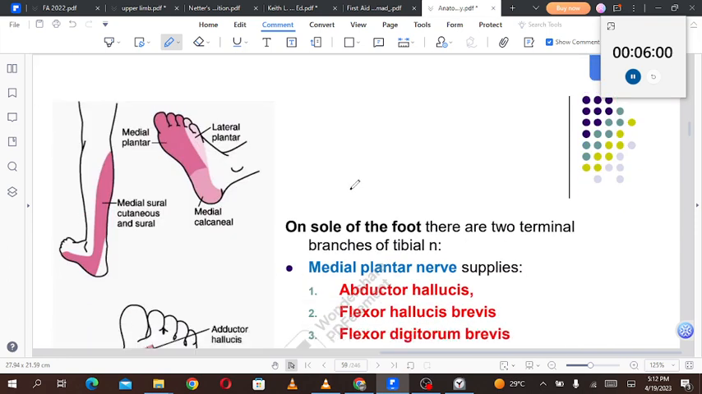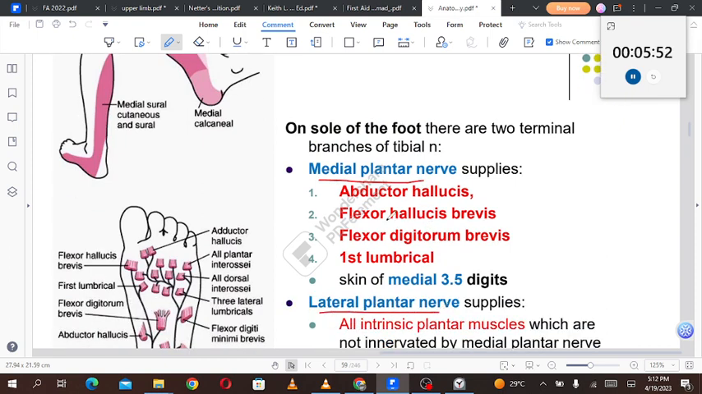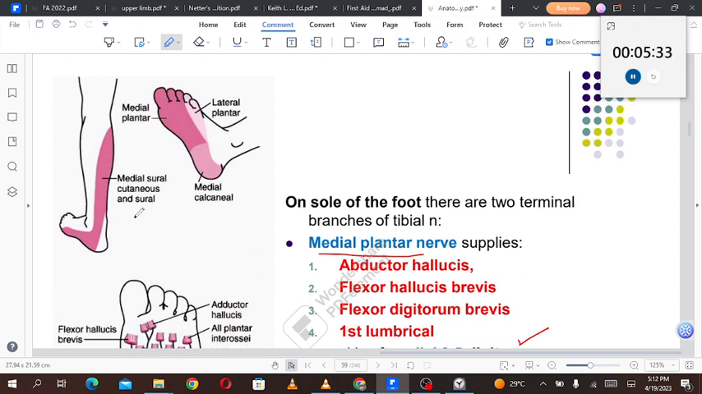On the sole of the foot there are two terminal branches of the tibial nerve, the medial plantar nerve and the lateral plantar nerve. The medial plantar nerve supplies the adductor hallucis, flexor hallucis brevis, flexor digitorum brevis, and the first lumbrical, and the skin of the middle 3.5 digits. The lateral plantar nerve supplies all intrinsic plantar muscles not innervated by the medial plantar nerve, and the skin of the lateral 1.5 digits. Here we see the medial sural cutaneous nerve, the sural nerve, medial plantar, lateral plantar, and medial calcaneal. This is the distribution of the branches of the tibial nerve.